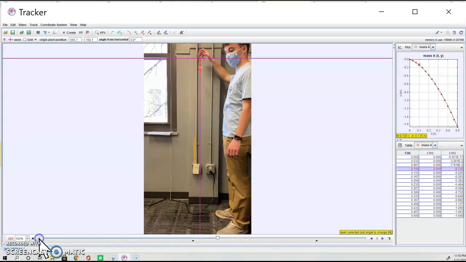Using Tracker, I tracked the position of the ball falling over time as shown here. This produced a position versus time graph with data points shown on the side. With the ball starting at rest, I could see how the ball accelerated as it fell.